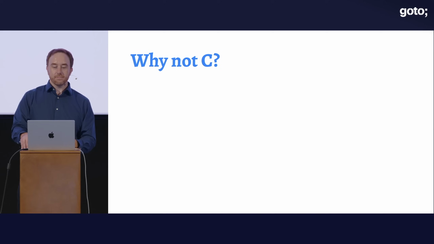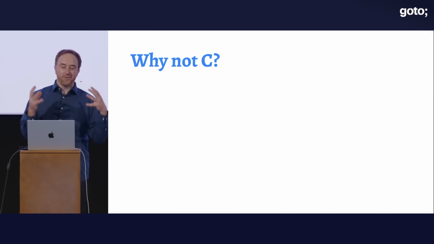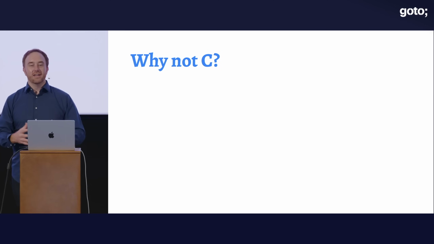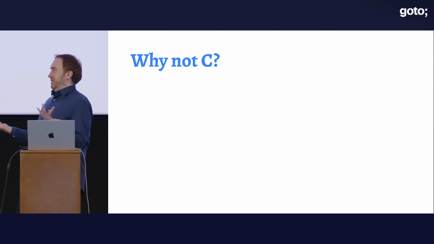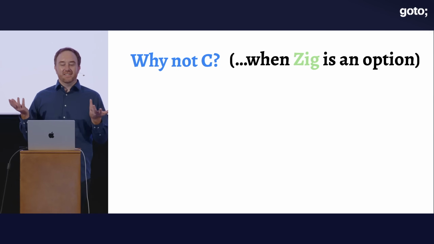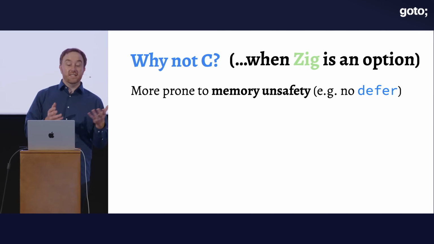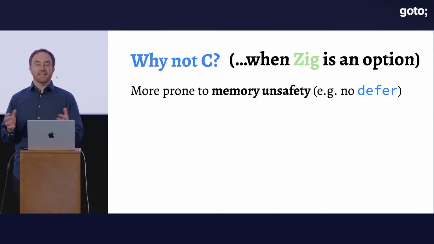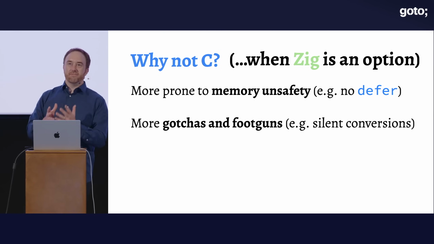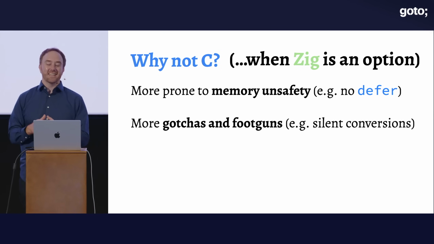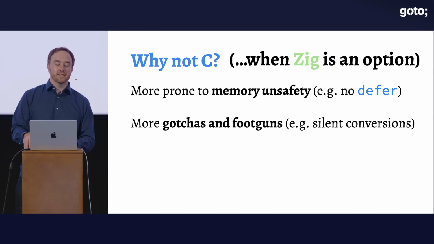Okay, so I asked this question earlier of why not C? We were talking about how we tried Rust for our built-ins. It didn't go well, and we said, okay, why not C? But when we learned a little bit more about Zig, we were kind of like, if Zig is an option, well, there's lots of reasons why not C. For example, C compared to Zig is more prone to memory unsafety. It doesn't have Zig's defer to help us out with that. It has more gotchas and foot guns from being several decades older than Zig, like silent conversions and stuff that Zig just doesn't do. Zig has you do explicit casts for things.